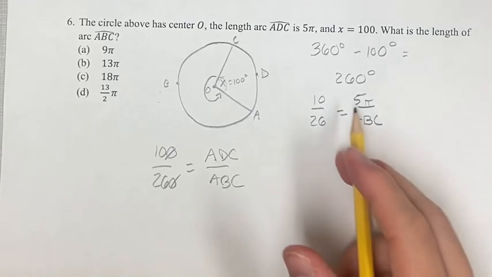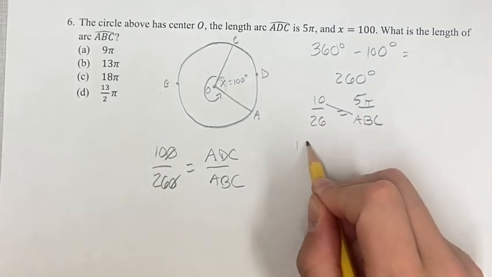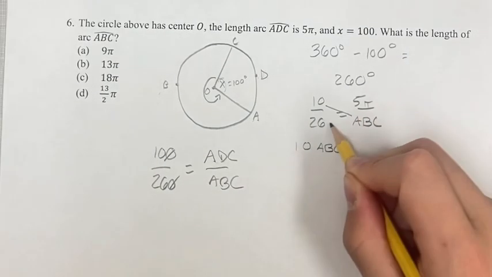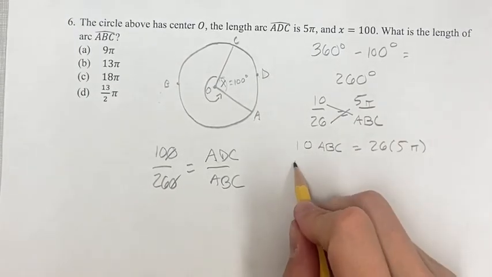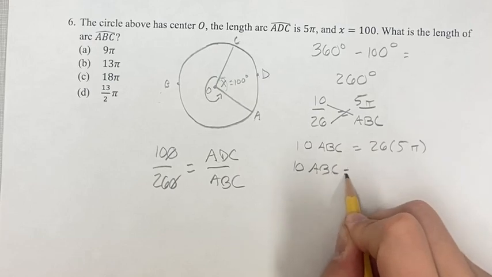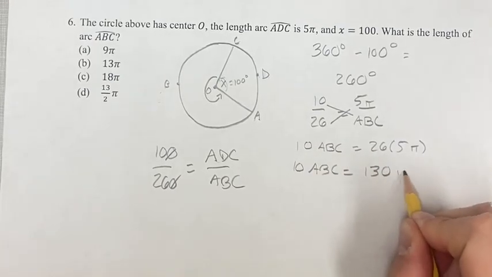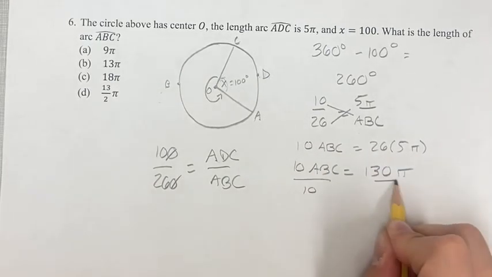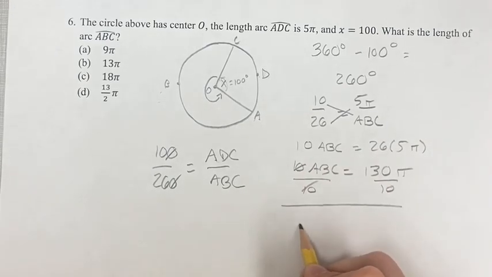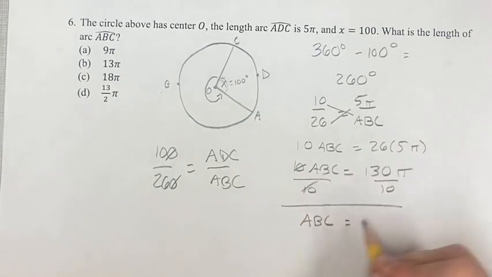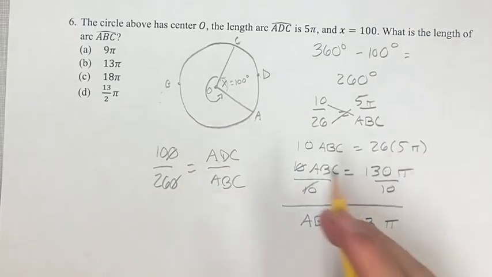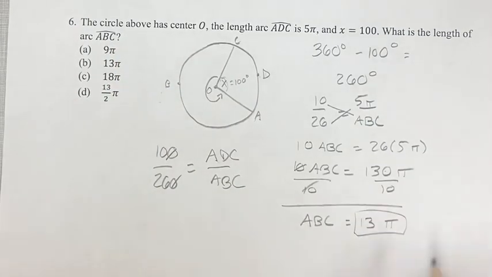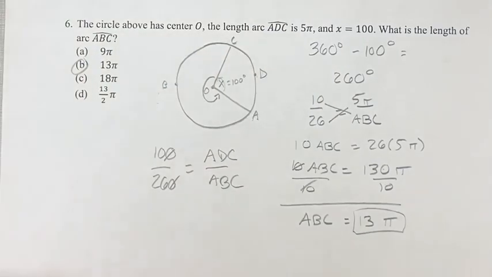So you have two fractions here, so we can cross multiply. We have 10 ABC is equal to 26 times 5 pi. 10 ABC, therefore, is equal to 26 times 5, which is 130 pi. And dividing both sides by 10, these 10s cancel, and we get ABC is equal to 130 divided by 10, which is 13 pi. And this is what we're actually looking for. So 13 pi, or B, is going to be your final answer.